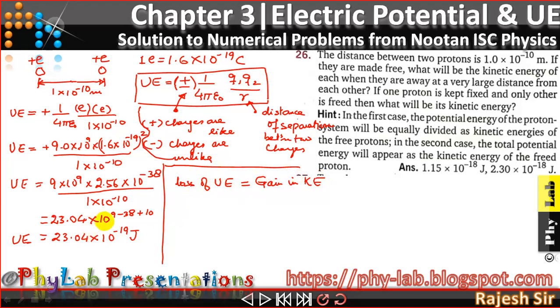Now what is going to happen? How much stored energy am I having? I am having a stored potential energy of 23.04 into 10 to the power of minus 19 joule, friends, and this will become the gain in kinetic energy.